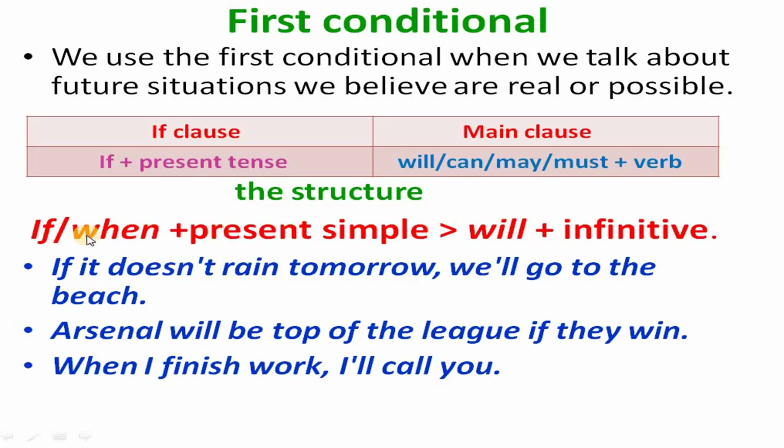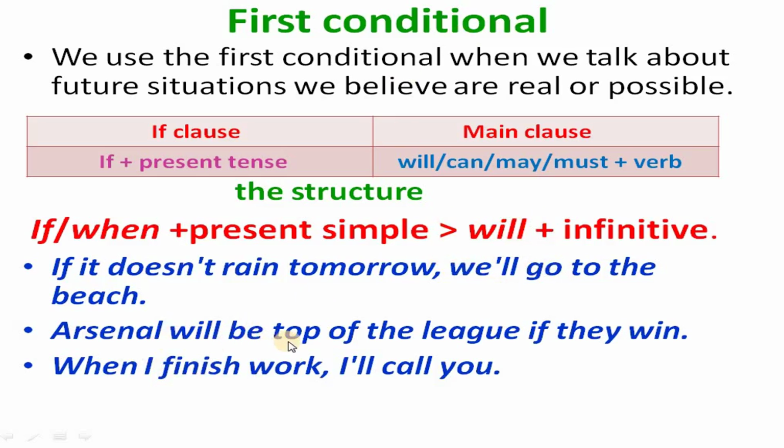The structure is like this: if or when plus present simple, and then will plus infinitive. Instead of if, we can also use when in a conditional sentence. For example, if it doesn't rain tomorrow. See, if it doesn't rain tomorrow is present simple. Doesn't is a present negation. And we will go to the beach. That is what is happening in the future. That's why it is the first conditional.